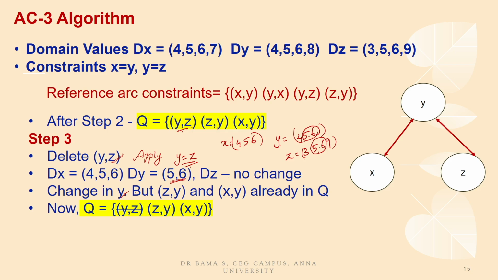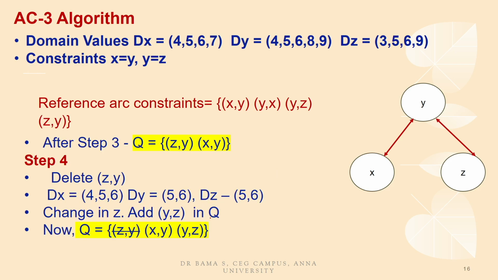So, again whatever is incident on y should be brought back. If we look at Q, x y is incident on y because of this arc x y, and there is another one, z y. But according to this Q, z y and x y are already there, therefore nothing needs to be changed. So, our Q gets reduced to z y and x y. After step 3 this is going to be the result, z y and x y.